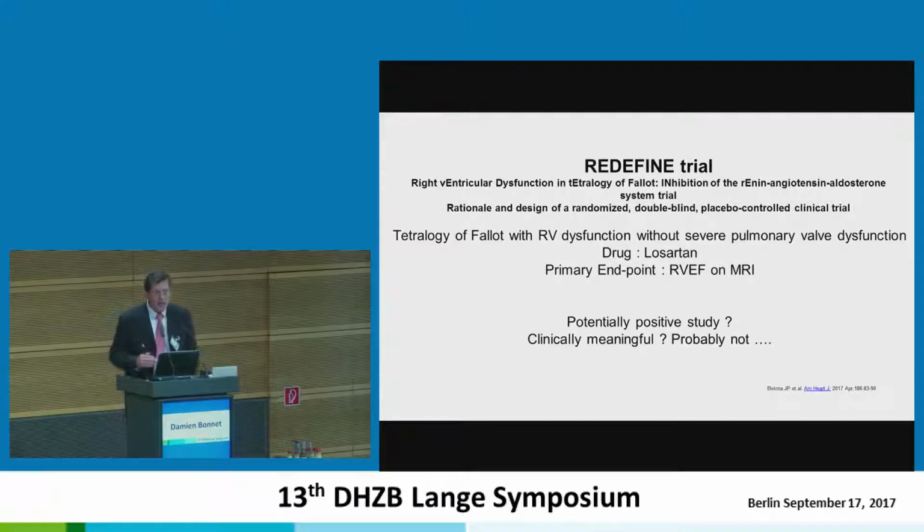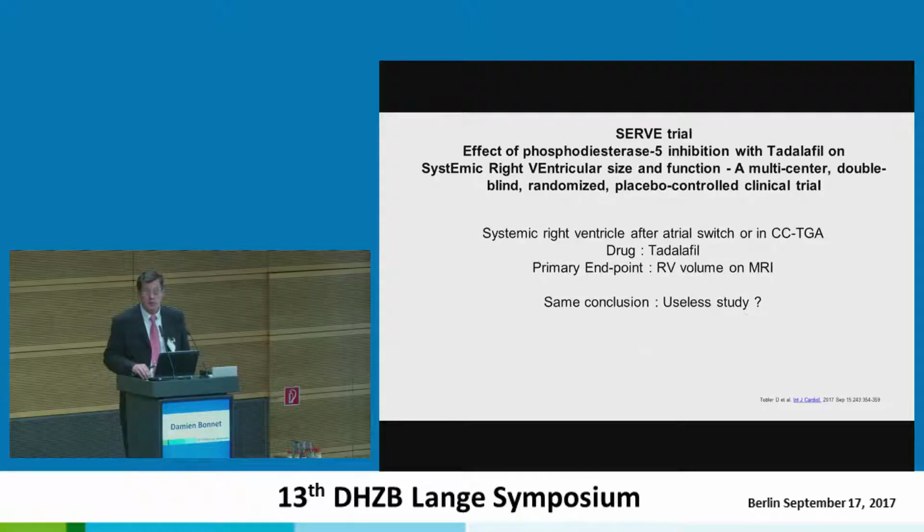So, okay, it's a little bit increased, but it's clinically meaningful for us, so certainly we could do a study with that. What are the ongoing or future studies with the RV? The REDEFINE trial is a study designed to test losartan in patients with tetralogy of Fallot and right ventricular dysfunction, and the primary endpoint is a surrogate, right ventricular ejection fraction. Potentially this study will be positive, but I don't imagine that it will do any good to the patients. I mean, anything to the patients.